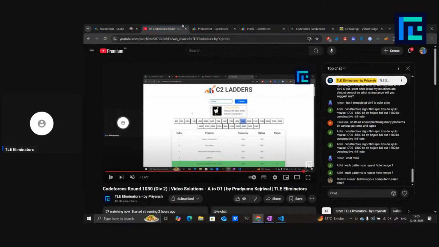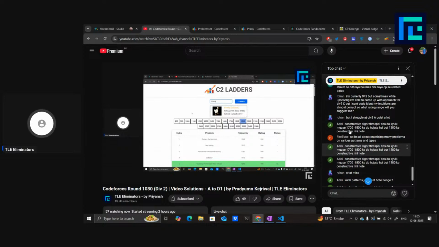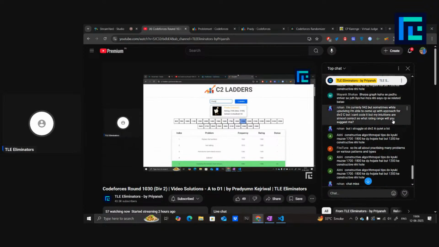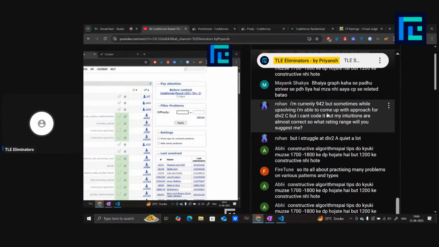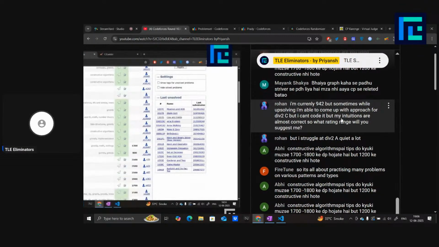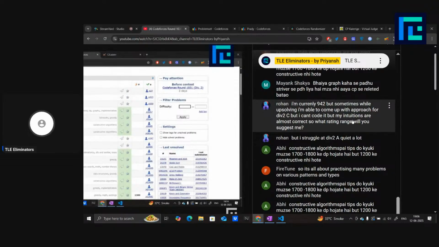All right. Chat, Rohan is asking, I struggle at Div 2 A quite a lot. Currently at 942, but sometimes while solving, I'm able to approach Div 2 C, but can't code it. Intuitions are correct. What rating range do you suggest?